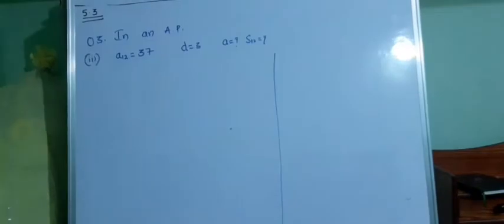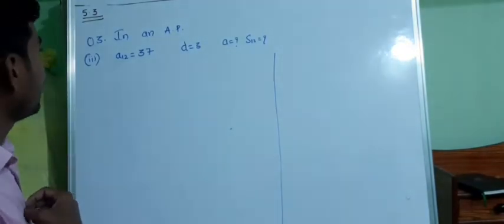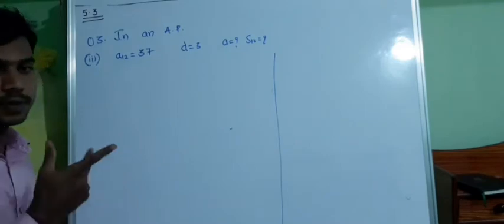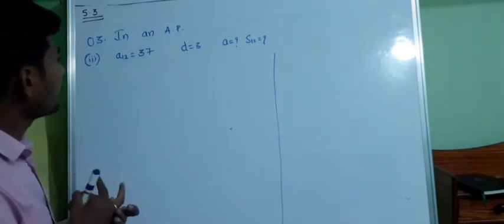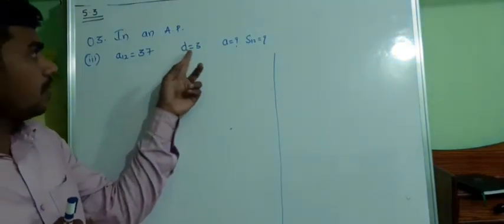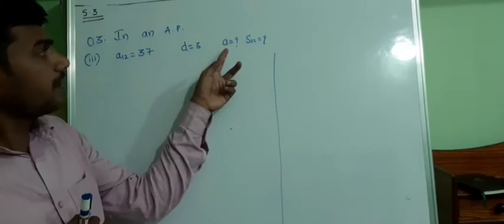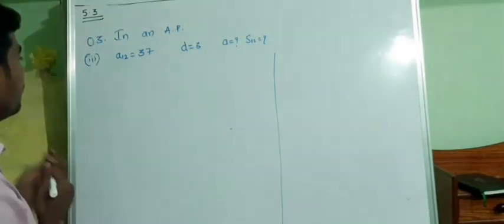So third main. First and second sub questions are easy. You can do it by yourself. Third sub question is A12 is equal to 37, D is equal to 3. Find the first term and the sum of 12 terms. So how am I going to do it? Tell me.